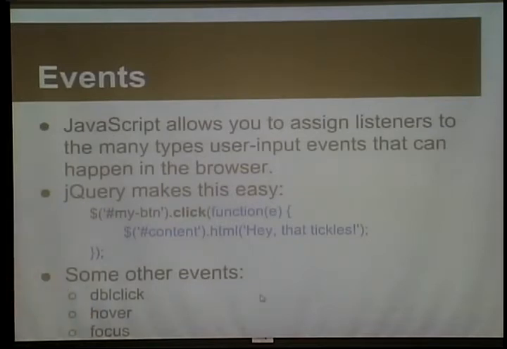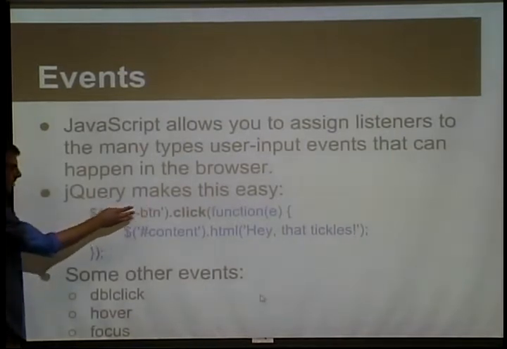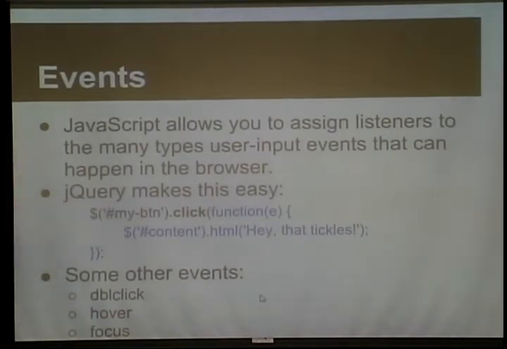Hover works a little bit differently. You actually pass two separate functions to it. The first one executes, I believe, when the mouse goes over top of the target element. And the second function that you pass to it, you would literally put a comma here and then define another listener there. That would execute when the mouse leaves the target element.